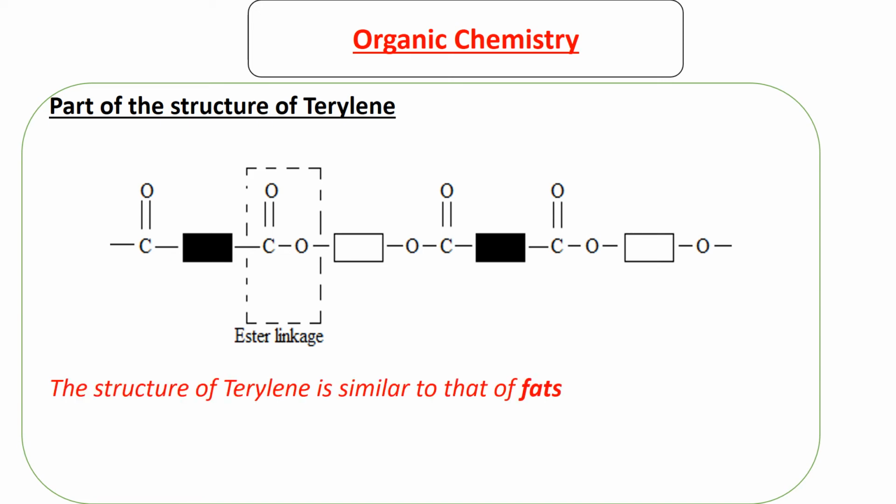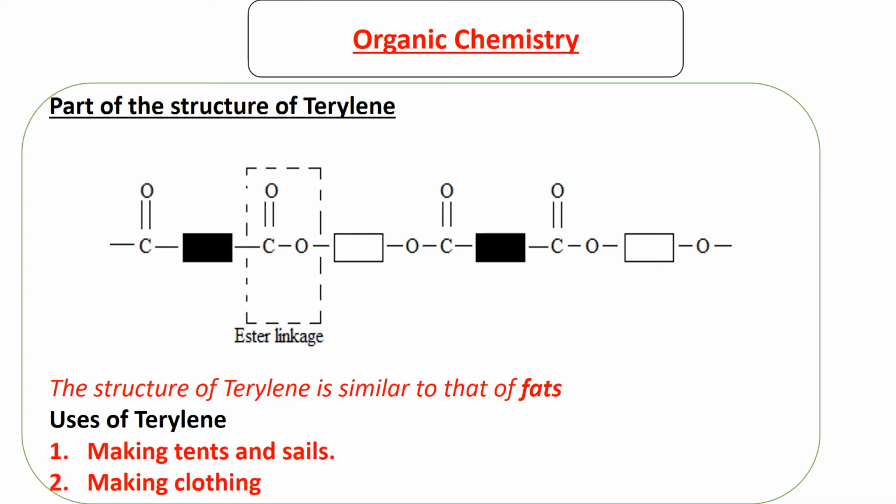The structure of terylene is similar to that of fats. So nylon is to proteins, while terylene is to fats. They belong to the same classes of polymers. Terylene and fats are part of polyesters. Nylon and proteins are part of polyamides. What are some uses of terylene? It is used in making tents and sails. It is also used to make clothing, just like nylon.